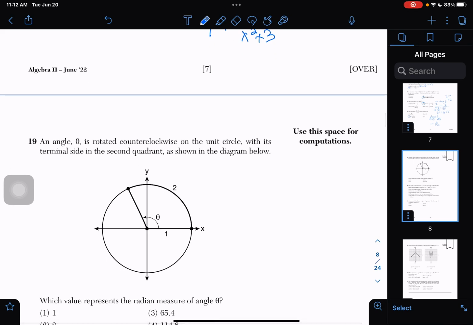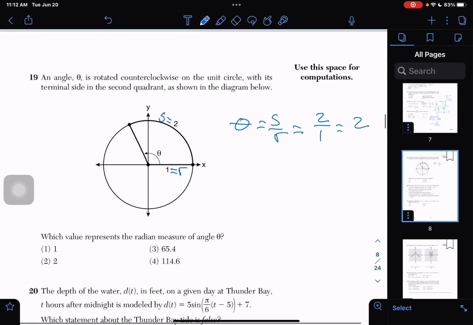All right, remember theta is equal to s over r. Our r here in the unit circle is 1, and our s, the distance around the circumference, is 2. So this is simply 2 over 1, which is 2. Choice 2.